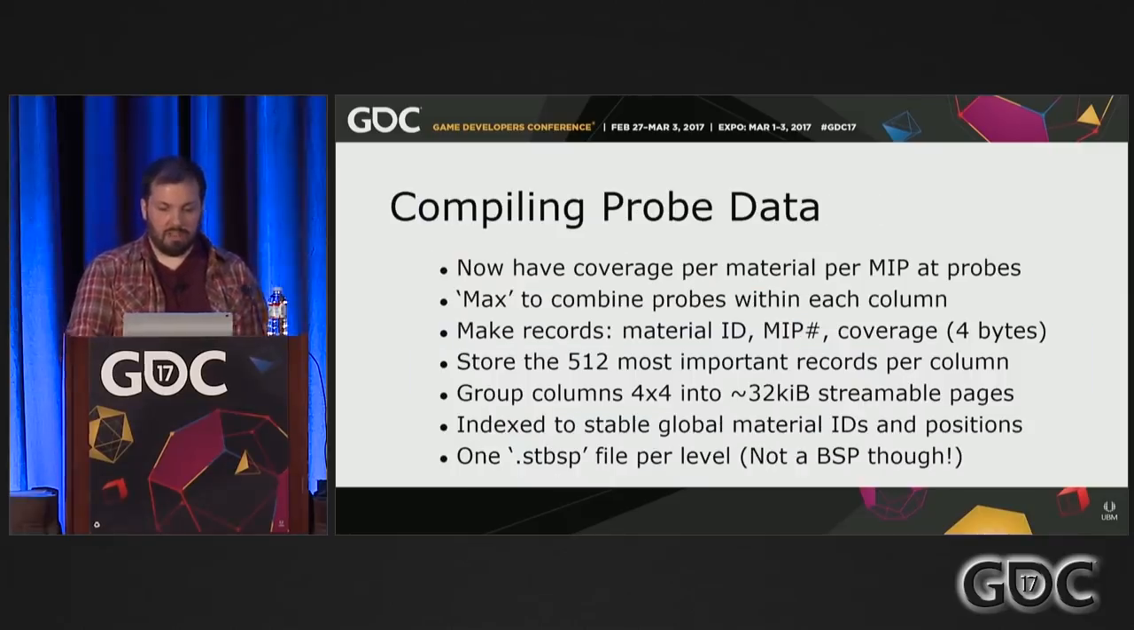From there, we can take all of the probes in that particular column, and we can max them to generate final data for the column, take the 512 most important records, and then put that in a file, bundle those up so that you can page in a 4x4 group at once, and that's all indexed to stable IDs, and that goes into a file that sits alongside our level files.